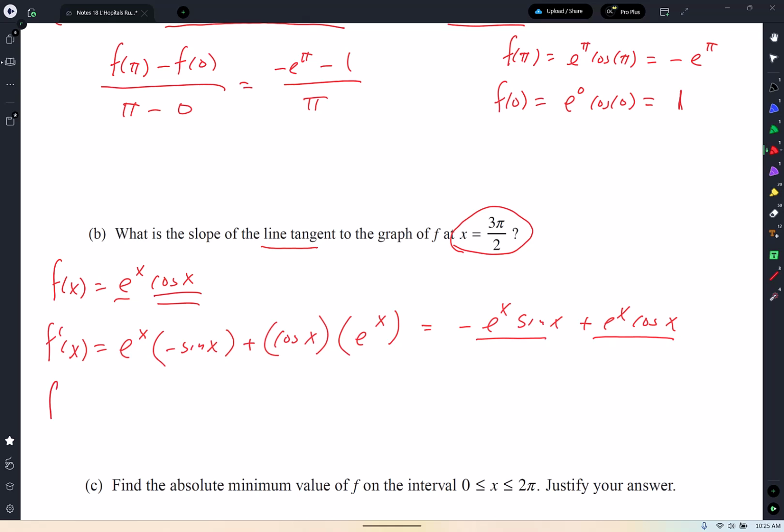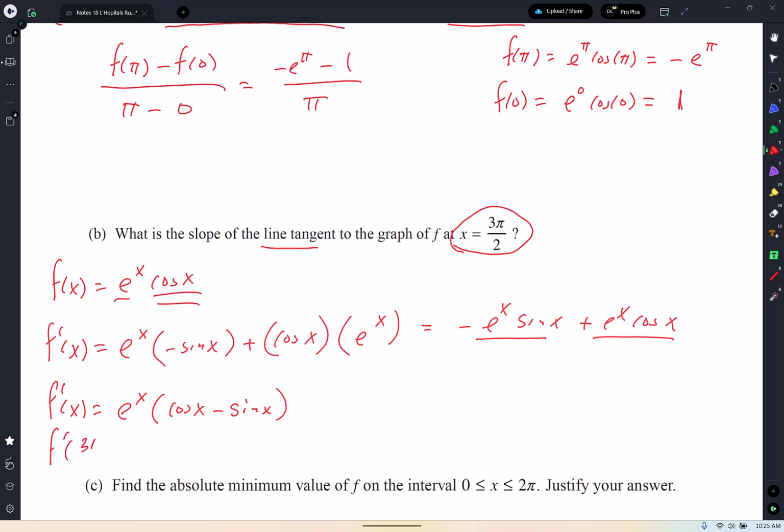So here it is, guys. F prime of x equals, I'm going to factor out the e to the x, and I'm going to write the cosine first because it's positive. I think it's easier to look at the positive one. Cosine x minus sine x. Okay, I'm done. I'm going to plug in 3 pi over 2.